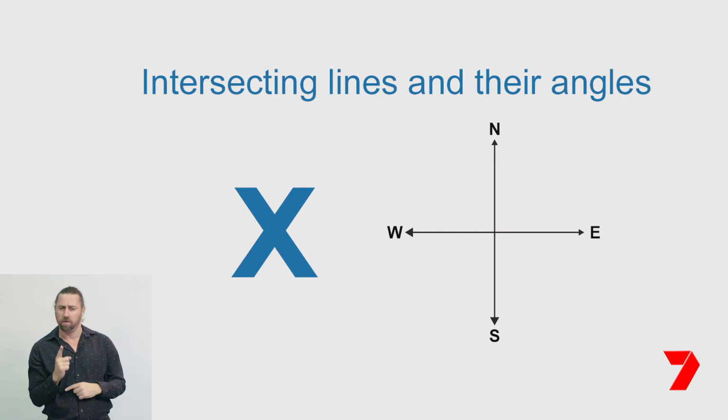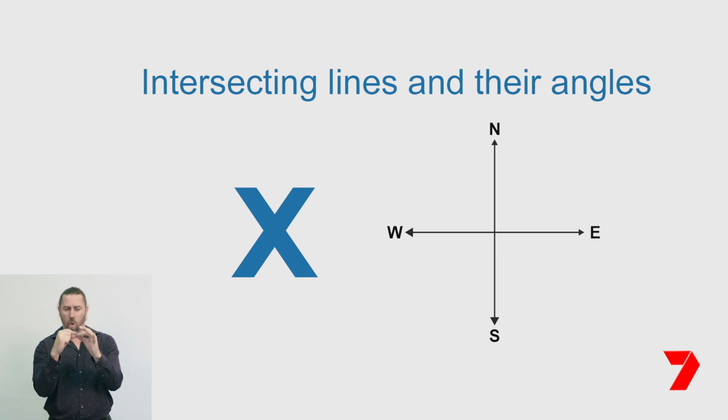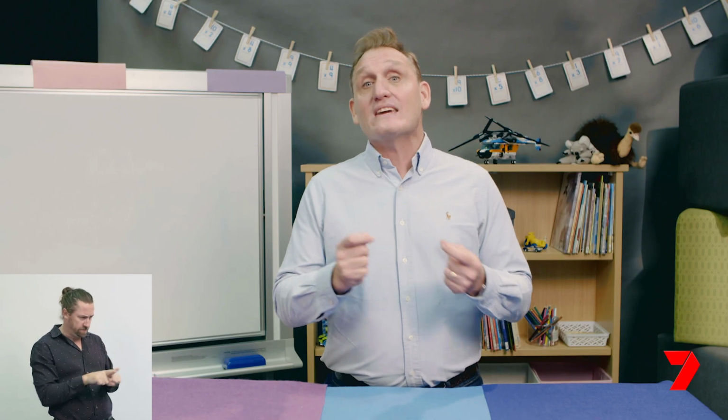If we draw a letter X, we can have two acute angles and two obtuse angles. And if we draw a compass rose showing north, south, east and west, we can create four right angles. Are any of the angles created with two intersecting lines the same? Well, our compass rose had four equal right angles, and our letter X had two equal acute angles and two equal obtuse angles. When two lines intersect, four angles are formed at the point of intersection.